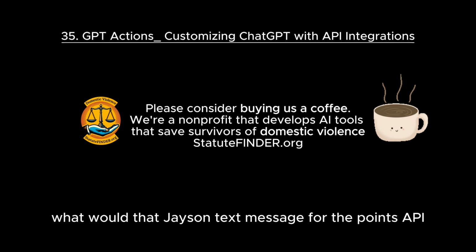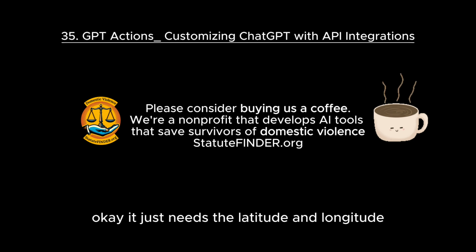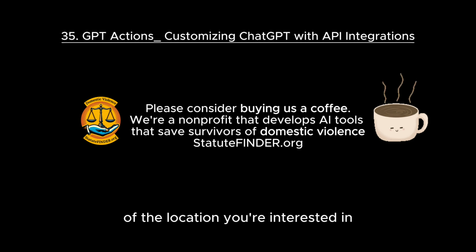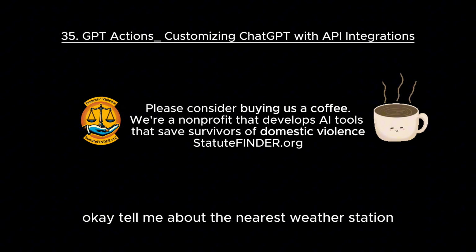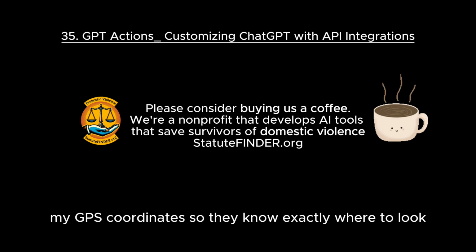Okay, so what would that JSON text message for the points API look like? It's actually pretty simple. It just needs the latitude and longitude of the location you're interested in. So for Washington, D.C., the JSON would be like saying, hey, I'm at this spot on the map. Tell me about the nearest weather station. So it's like giving the weather service my GPS coordinates so they know exactly where to look. Exactly.